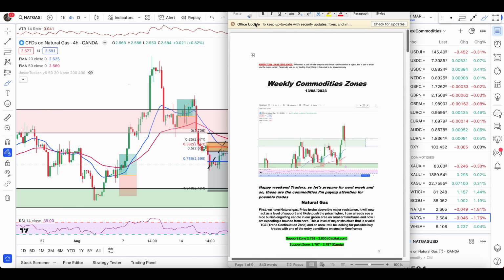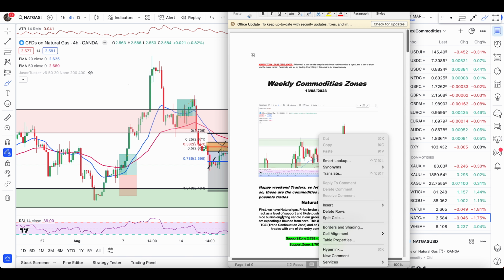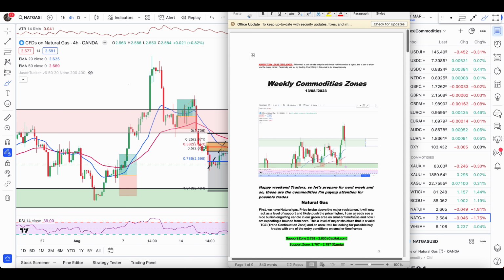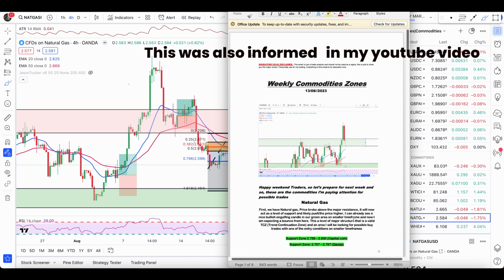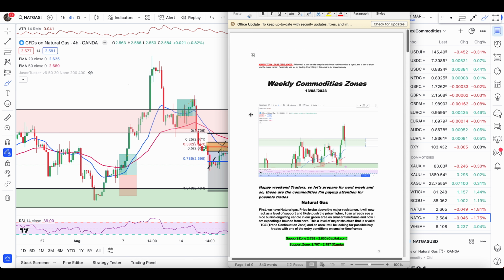Now let's start with the commodities report I've sent to the members. Let's start with natural gas. As you can see here, I've already informed my members that the price is now inside the trend continuation zone. And if you know, trend continuation zones are zones that were broken, that were previously a resistance, and can likely act as a support and possibly push the price higher. So that is what we were looking at in this trend continuation zone.